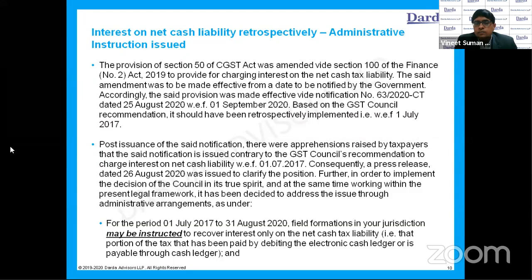The first instruction is that from July 17 till 31st August 2020, they may be instructed. Please note, it's 'may'. It's at the discretion of the commissioner level or chief commissioner level to decide whether they will take this instruction and share it with their officers or not, to recover the interest only on net cash liability that has been paid by debiting the electronic cash ledger. So they may not take any issue or any litigation or any procedure to claim the interest on the gross.